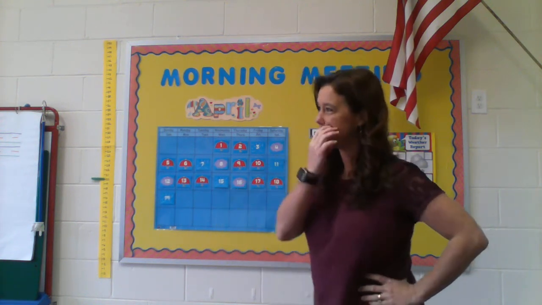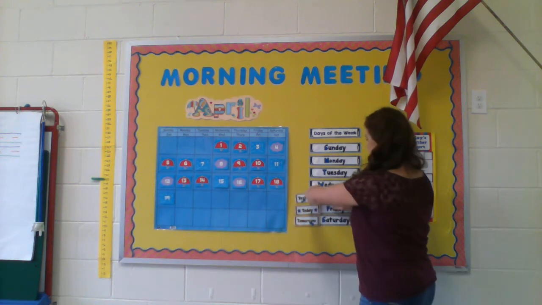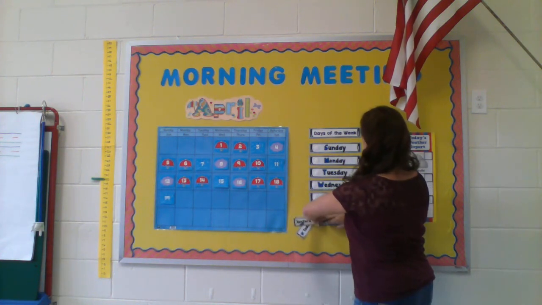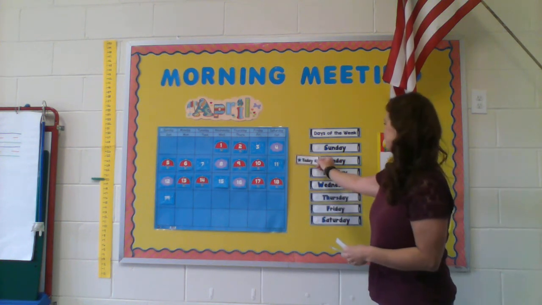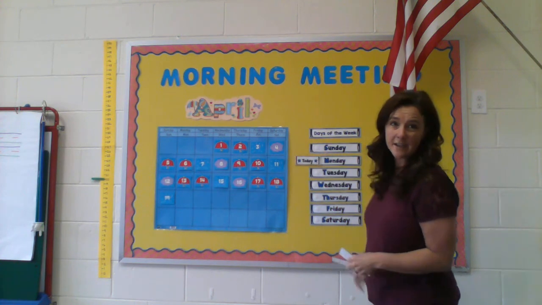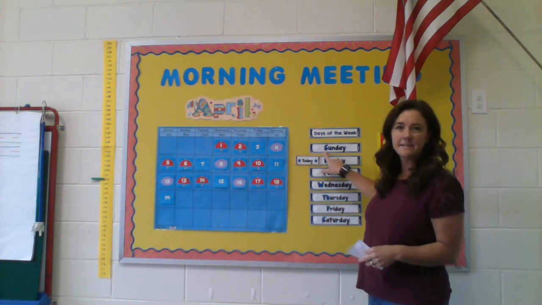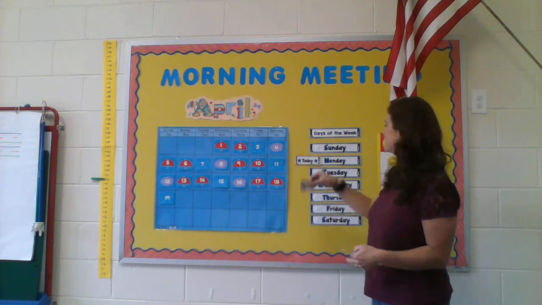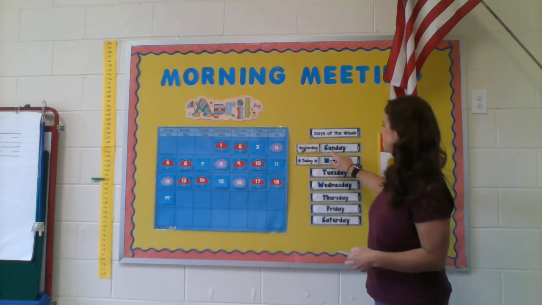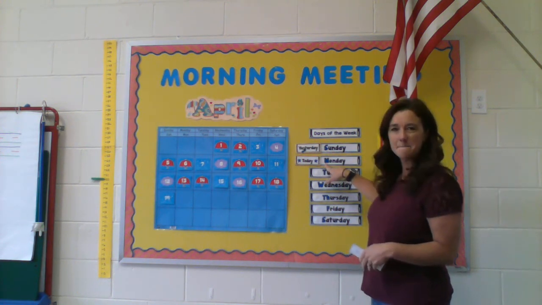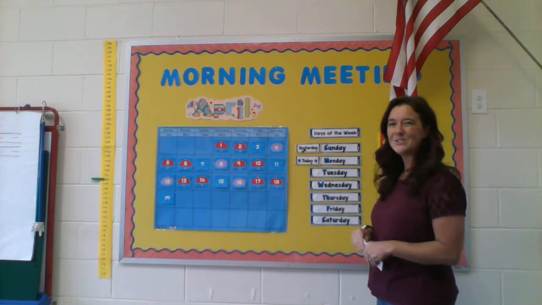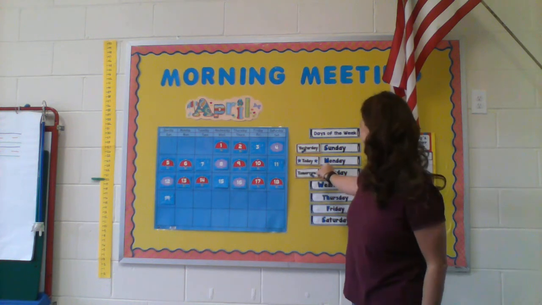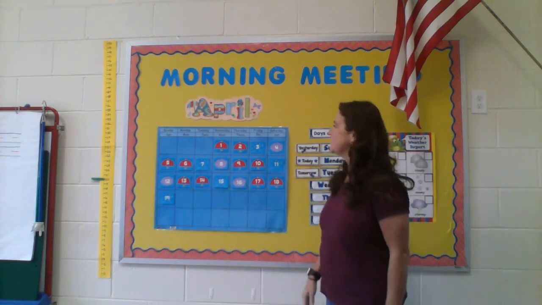Today is Monday. We have made it to Monday. Let's switch our days over here. So I just said today is Monday, which means yesterday was an S day. It was Sunday. So if yesterday was Sunday, and today is Monday, what does that make tomorrow? Tuesday. That's right.